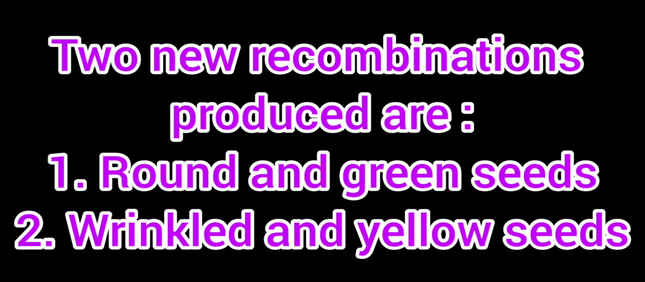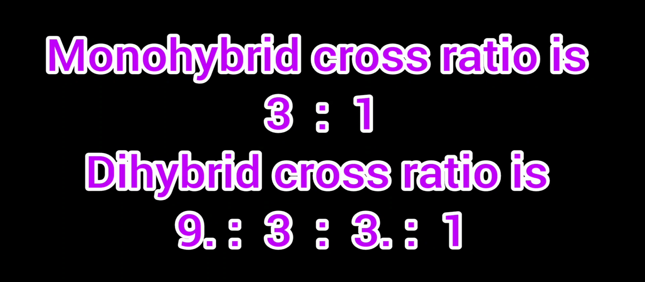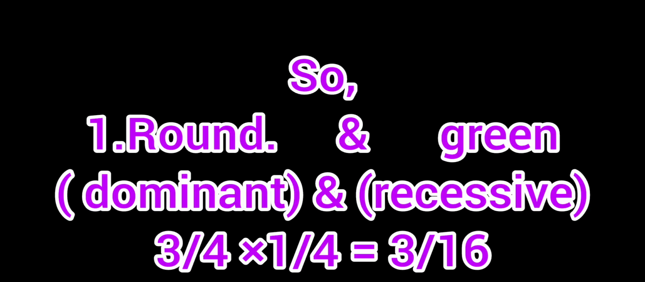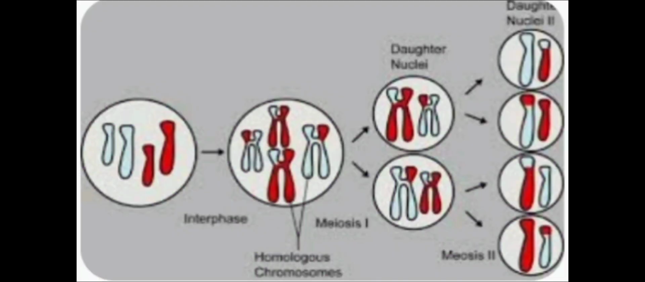Now, the two new recombinations that we see here are the round seed with green color, which is seen 3 out of 16, and the wrinkled seed with yellow color, which is again 3 out of 16, produced in the offspring. The rest are with the parental combinations, that is 9 by 16 for both dominant genes and 1 by 16 for both recessive ones.